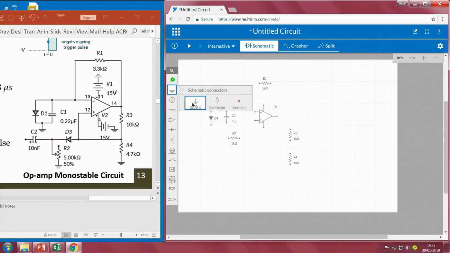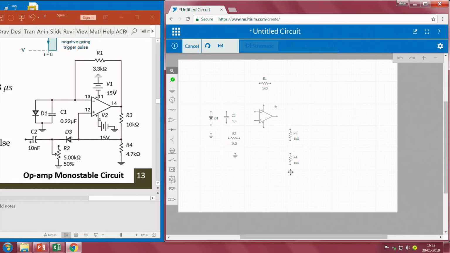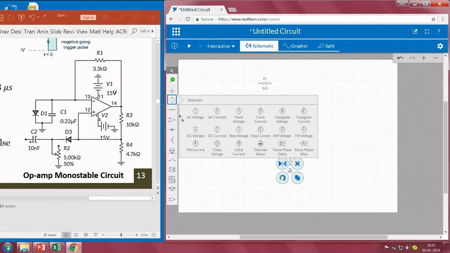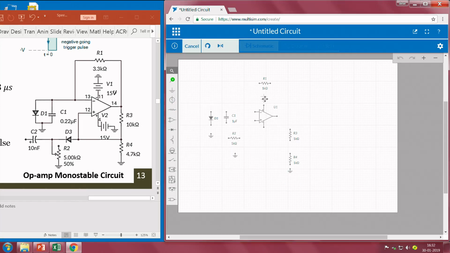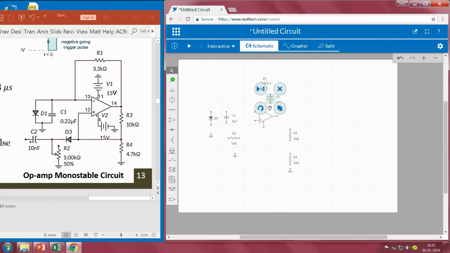I also need a ground, I am taking a ground. Then I need power supplies, I will go with sources and DC voltage. So, this particular block should be connected with plus VCC, and we are using 15 volts. So, I am changing it to 15 volts.